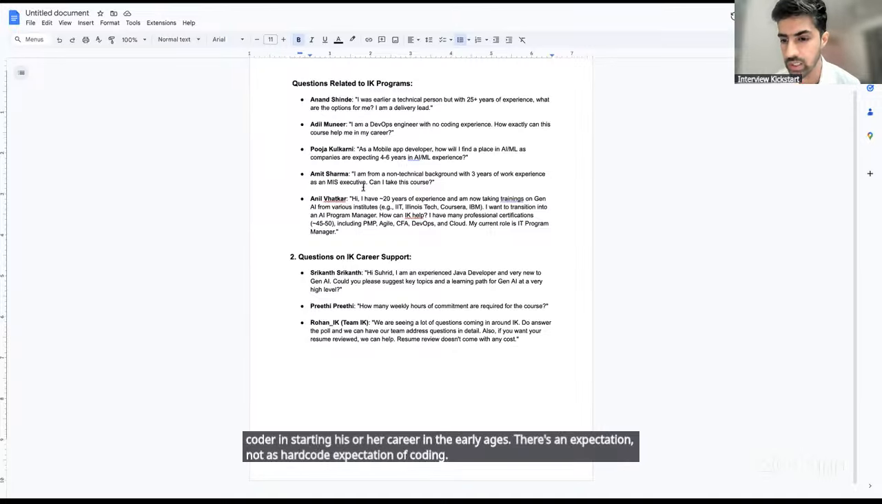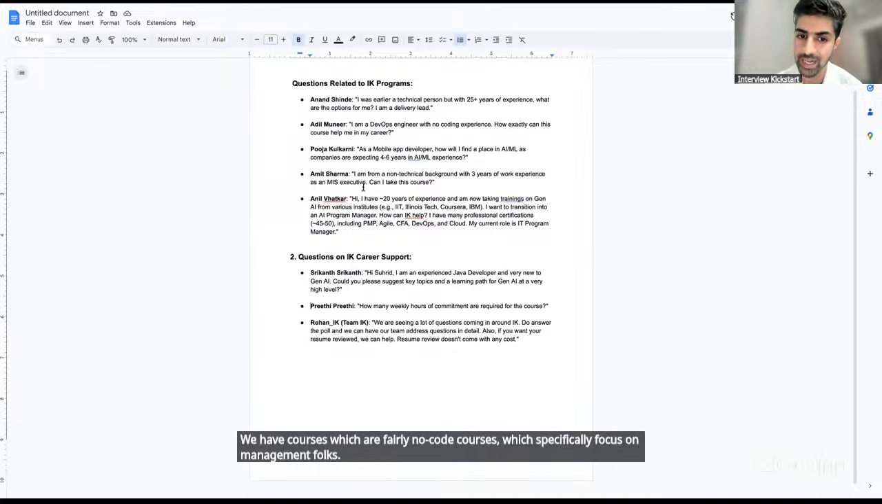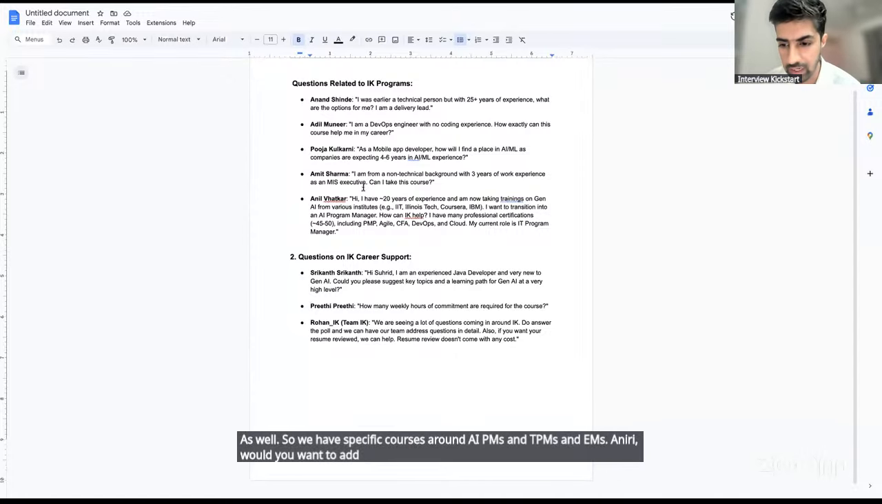We have fairly no code courses which specifically focus on management folks, which help them transition to AI PMs as well. And not just that, they help them upskill in their current role with regards to Gen AI so they can use those things in their existing roles as well. So we have specific courses around AI PMs, TPMs and EMs. Niyati, would you want to add one specific line on this?